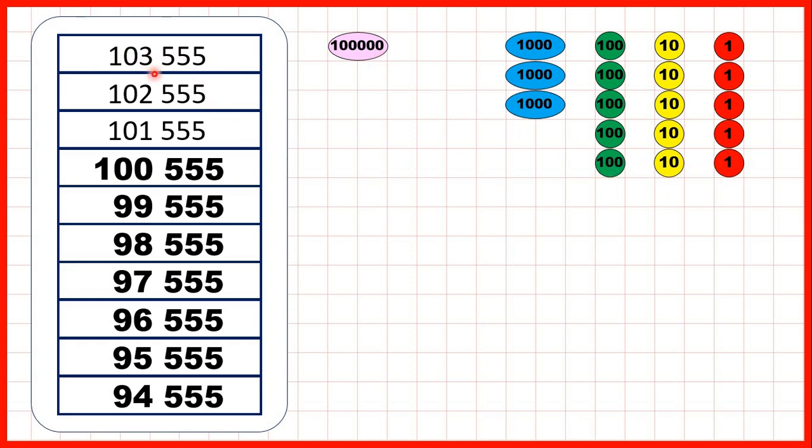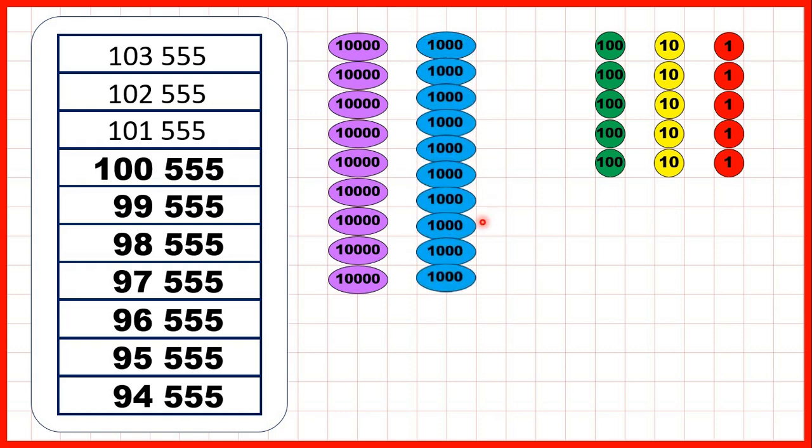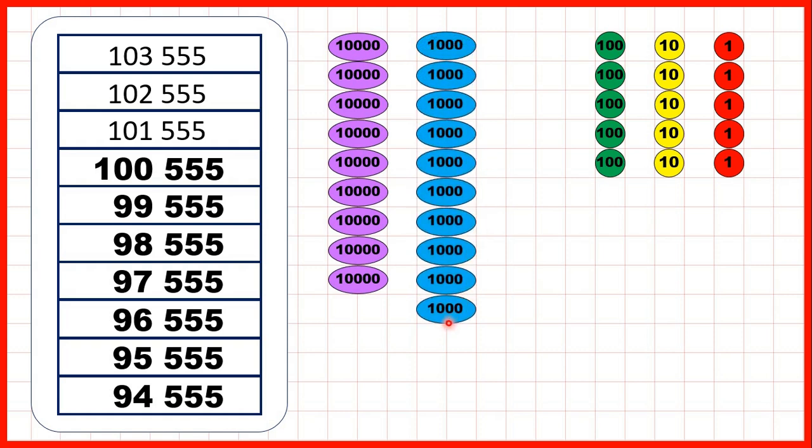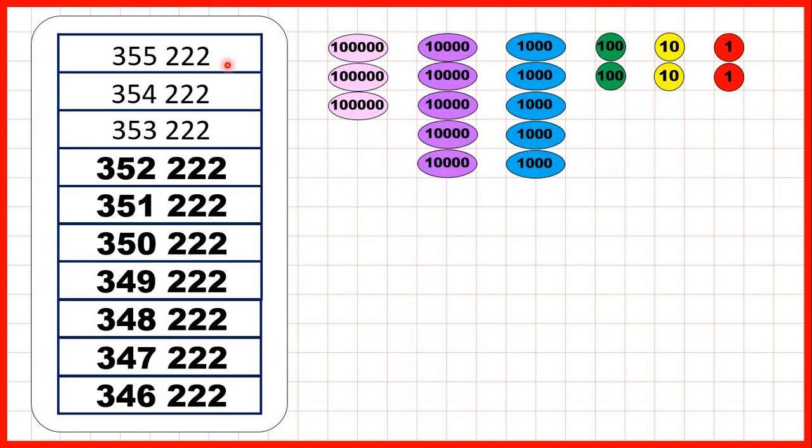We were taking away 1,000 each time, but now that we don't have any thousand counters, what we need to do is exchange. We can exchange our 100,000 for 10 10,000s. Then we can take one of those 10,000s and exchange it for 10 1,000s. So now we can continue counting back in thousands until we get to 94,555.